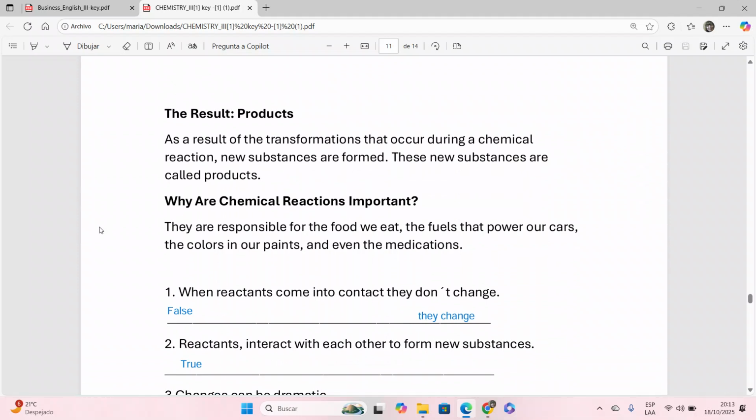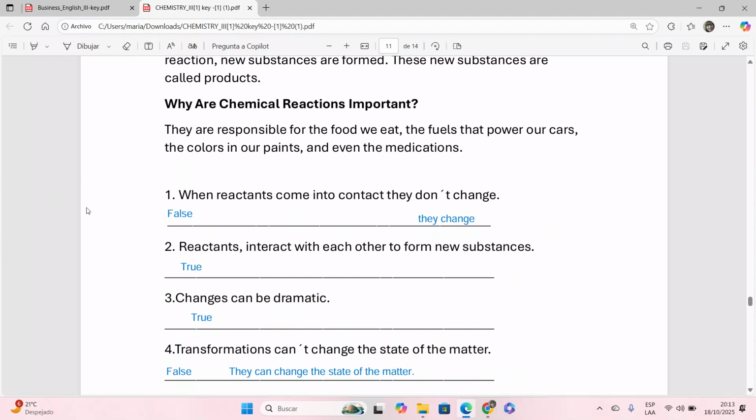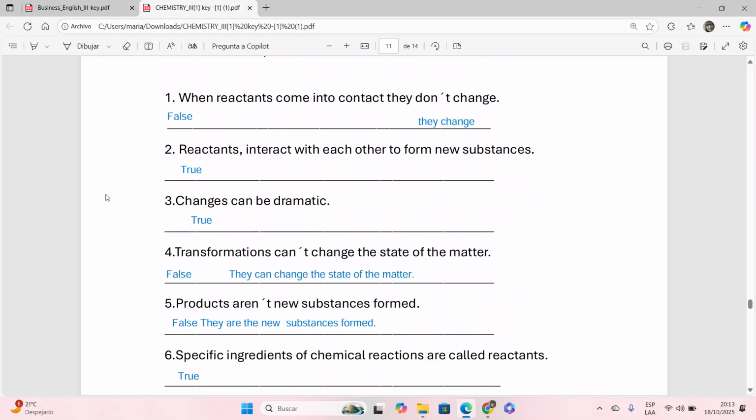The result, products. As a result of a transformation that occurs during a chemical reaction, new substances are formed. These new substances are called products. Why are chemical reactions important? They are responsible for the food we eat, the fuels that power our cars, the colors of our paints, and even the medications.